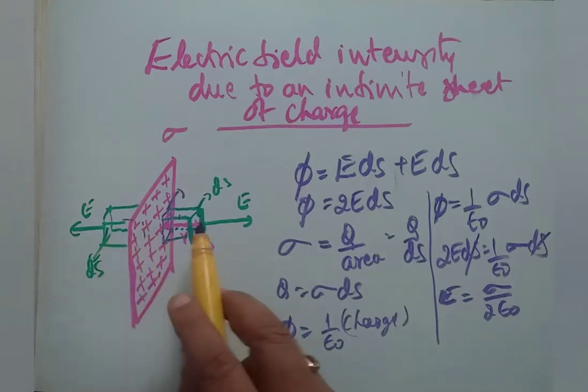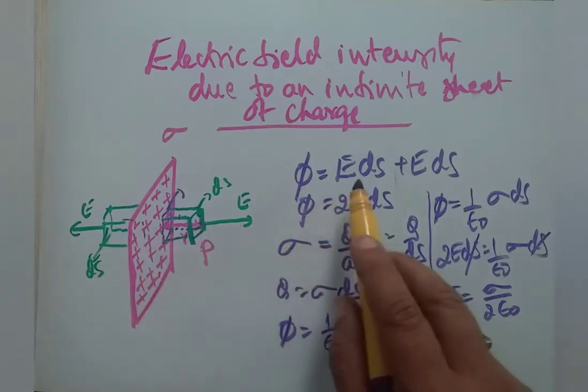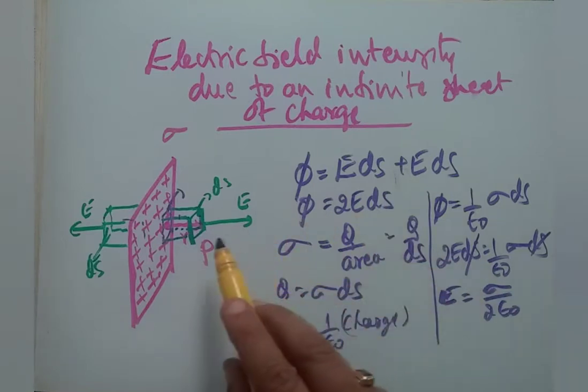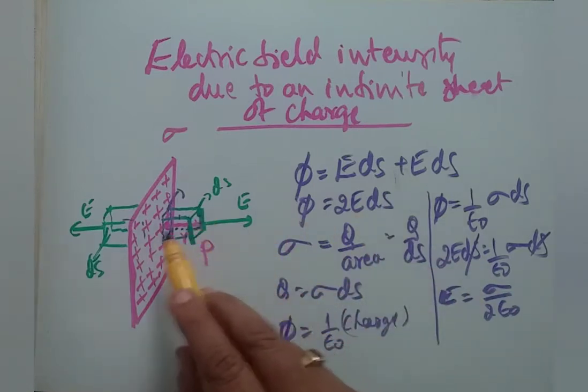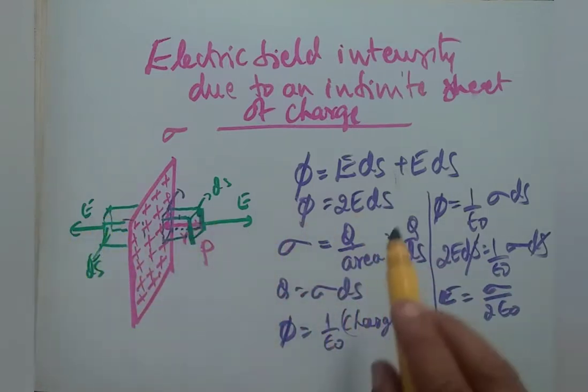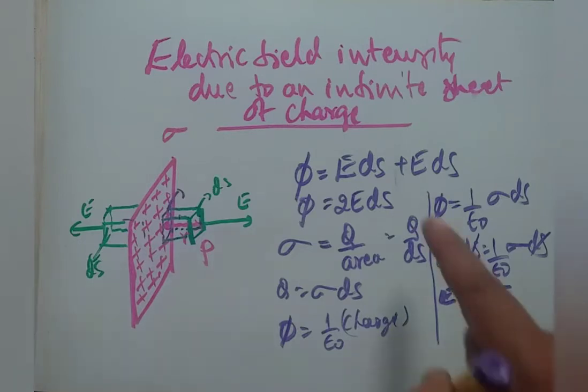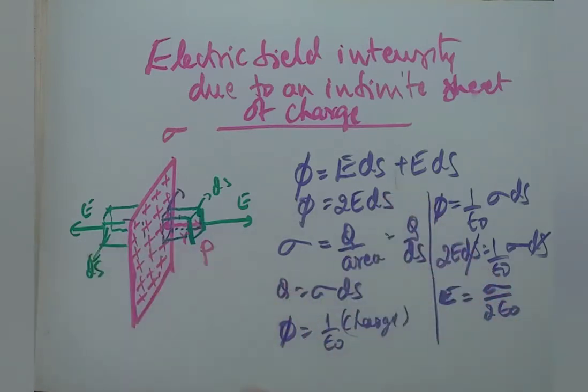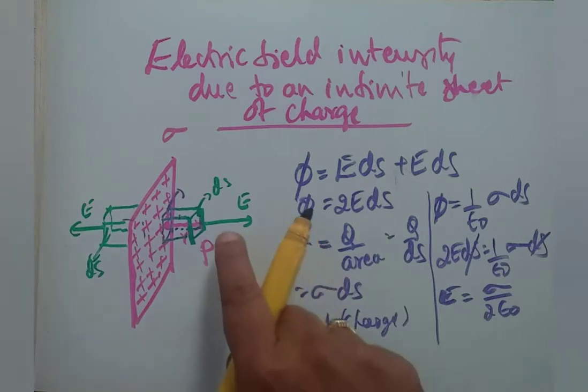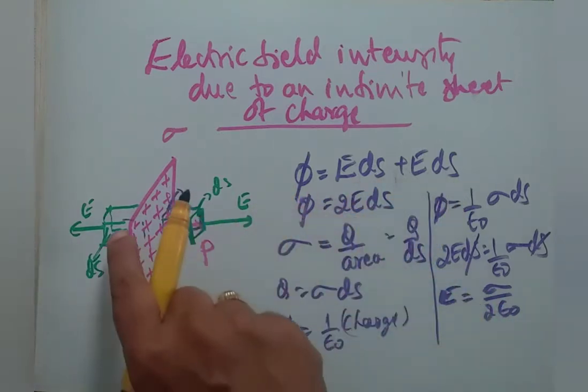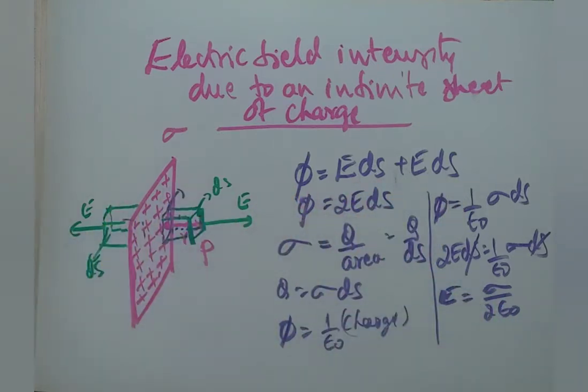Therefore, net flux through this Gaussian surface is E into ds plus E into ds, because one E ds is this way, one E ds is this way, E ds plus E ds. Why we summed them? Even though electric fields are opposite, because we are thinking of total electric flux coming out of the Gaussian surface. Therefore, this way also flux is coming, this way also flux is coming out of the Gaussian surface. So I added them, E ds plus E ds, which gives us 2 E ds.